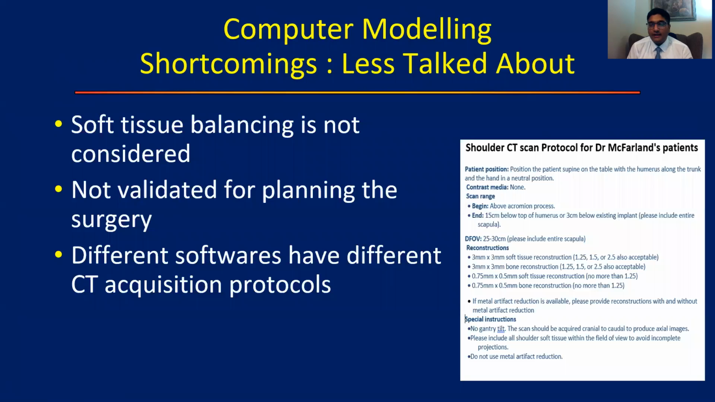Computer modeling softwares are widely used these days. They really help us to have a better understanding of our surgeries, of the deformity of the patients and the prosthesis we want to use. They're really helpful before the surgery. But there are some things which are still lacking and which are not talked about much: computer modeling softwares do not really give us an idea about the soft tissue balancing, which could be important for stability of the implant.